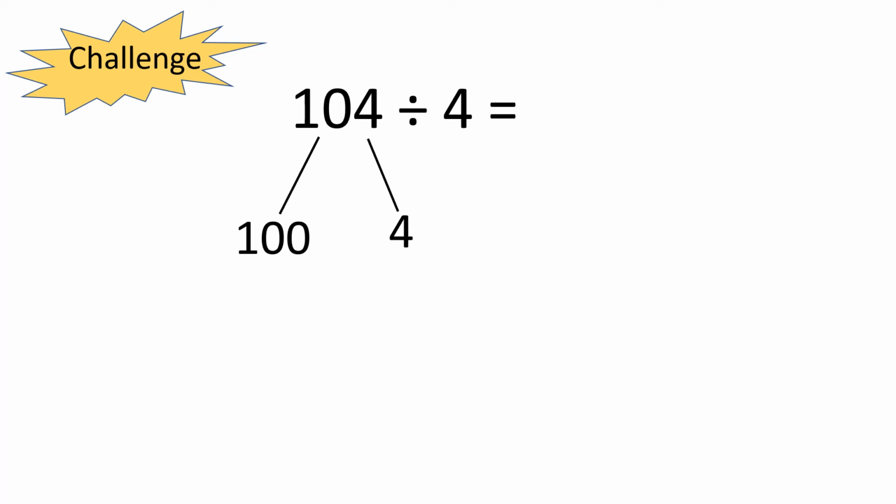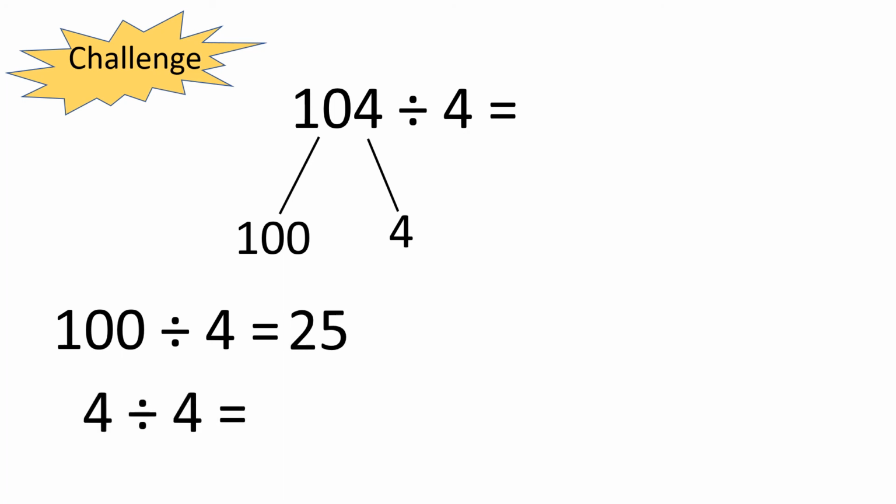Next, I must do 100 divided by 4. 4 times 25 equals 100 is one of our known facts, so I know that 100 divided by 4 is equal to 25. Next, I must do 4 divided by 4, which is equal to 1. Finally, I add these two answers together. 25 plus 1 is equal to 26. Therefore, 104 divided by 4 is equal to 26.